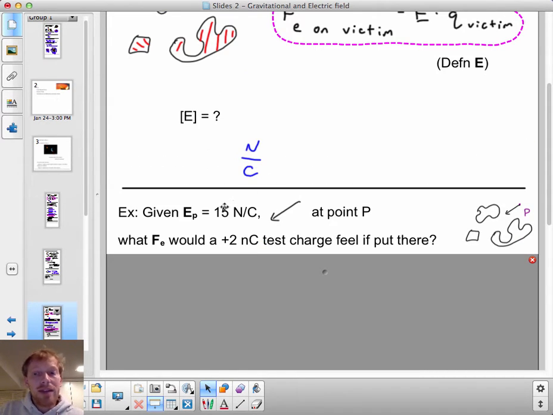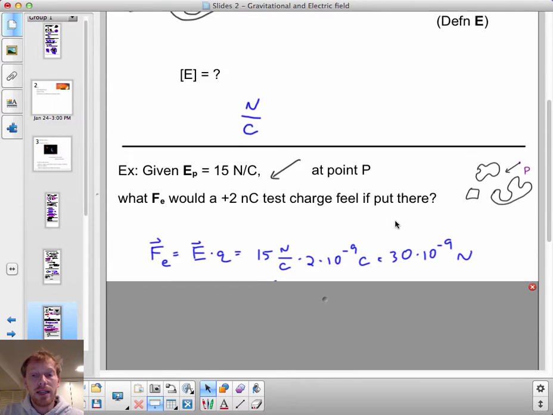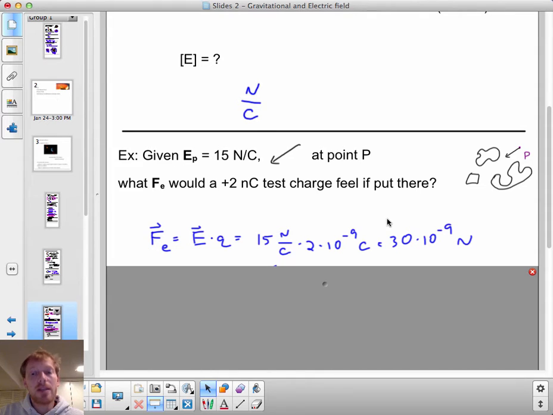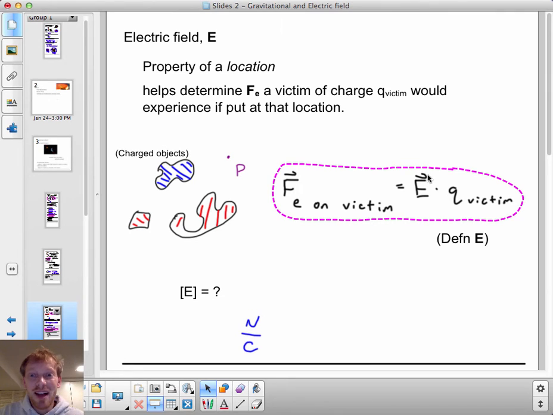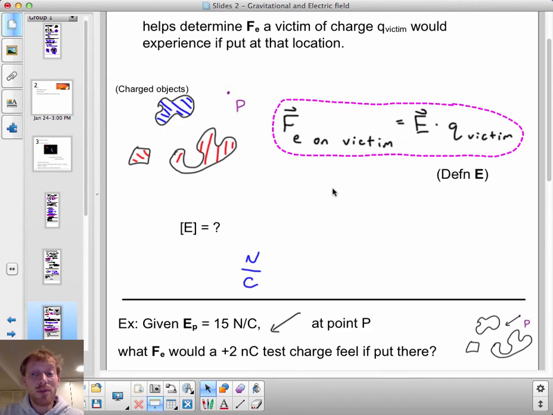Okay, so if I tell you that at a particular location P, there's an electric field of 15 newtons per coulomb, a little bit down and to the left, then how much electric force would a 2 nanocoulomb test charge feel if put there? Why, 30 times 10 to the minus 9 newtons, 30 nanonewtons. And what direction would this positive test charge experience a force? Well, according to this equation, the same direction as the electric field. This positive charge times this direction gives an electric force in the same direction.